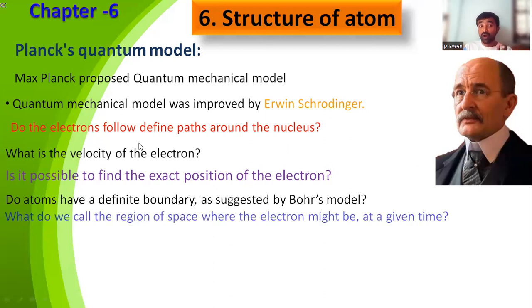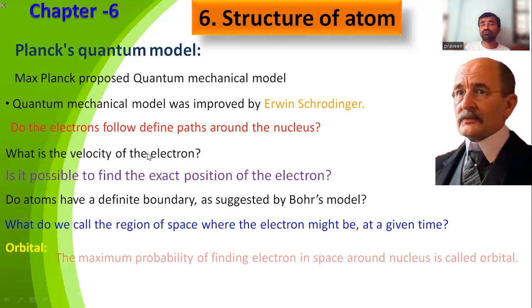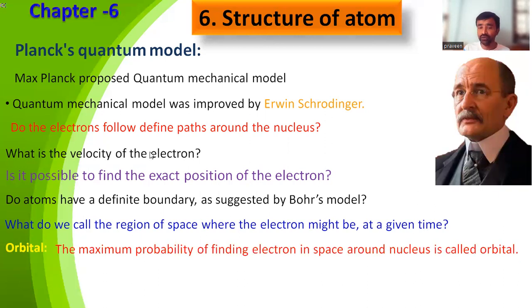Then, what do we call the region of space where the electron might be at a given time? Exactly locating it is impossible, but there is a maximum probability to locate the electron around the nucleus, right? That space or region we now define as orbital. So orbital is simply the maximum probability of finding the electron in the space around the nucleus. These orbitals have different shapes.